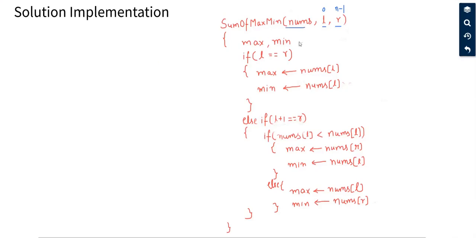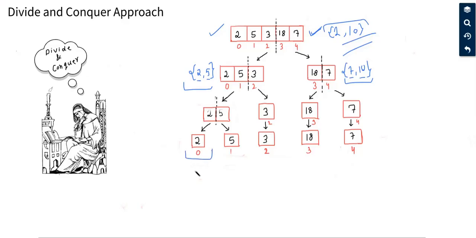Then we declare two variables, max and min, where min will store the minimum element of this range and max will store the maximum element of this range. There are three cases. The first and second are the base cases, where either we have reached this position, that is we are left with only a single element, or we are left with this type of array where we have two elements.